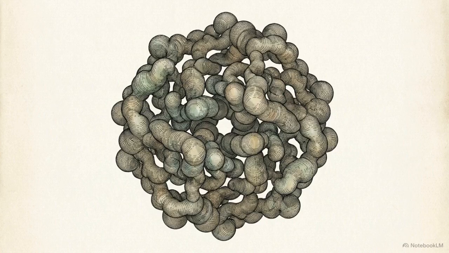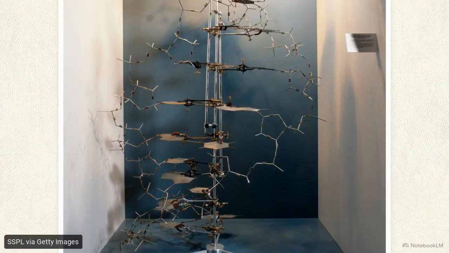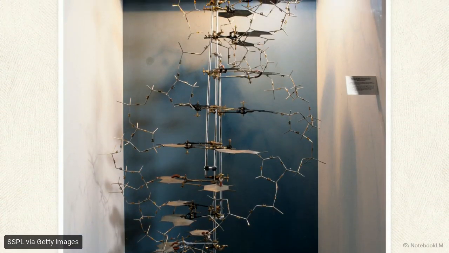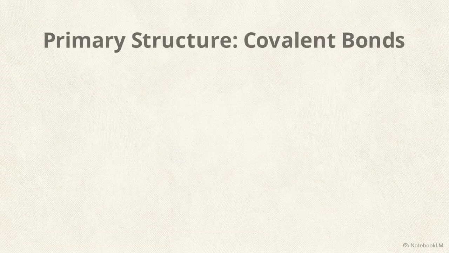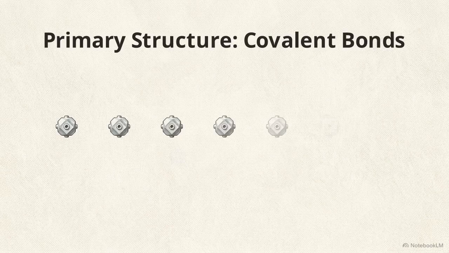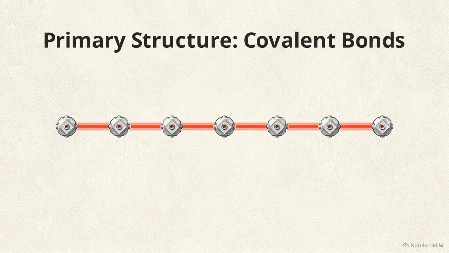When we zoom out to the scale of biological macromolecules, we see all three of these chemical forces operating simultaneously to construct the machinery of life. In this model of a protein chain, the thick red backbone represents the strong primary covalent bonds. These require massive energy to break and serve as the permanent structural skeleton of the molecule.